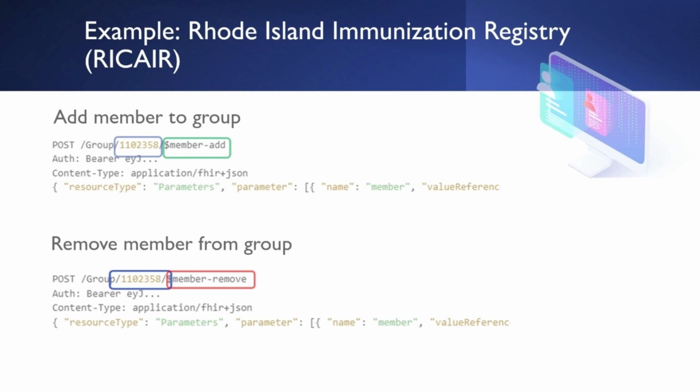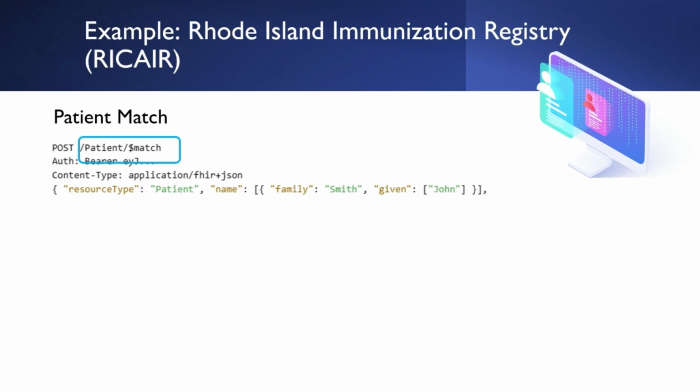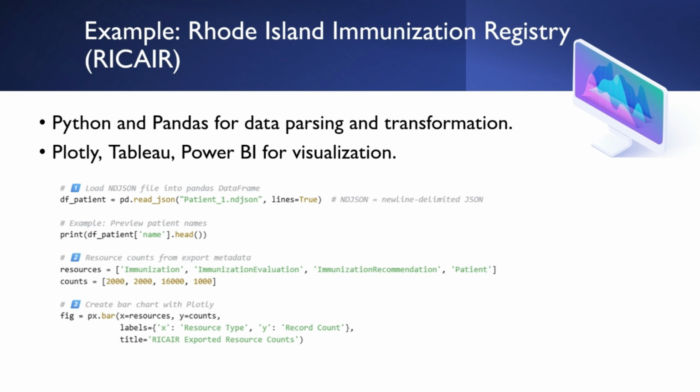Rhode Island also supports several useful FHIR operations that enhance flexibility. Partners can define or update cohorts using the member add and member remove operations. Patient identity resolution is handled through the patient match operation, which helps prevent duplication and ensures that export jobs return the correct data for matched individuals. The data returned is formatted as ND-JSON, newline delimited JSON files, organized by resource type, such as immunization, patient, or observation. Once ND-JSON files are received from a bulk FHIR export, public health analysts can use a variety of widely available tools to extract meaningful insights. Python, combined with the Pandas library, is a particularly useful toolset for loading ND-JSON files into tabular data frames.